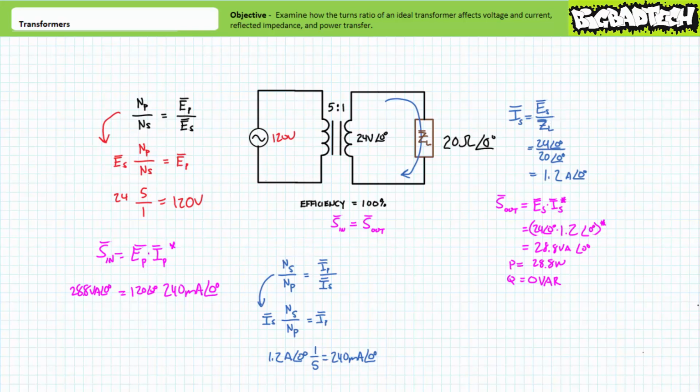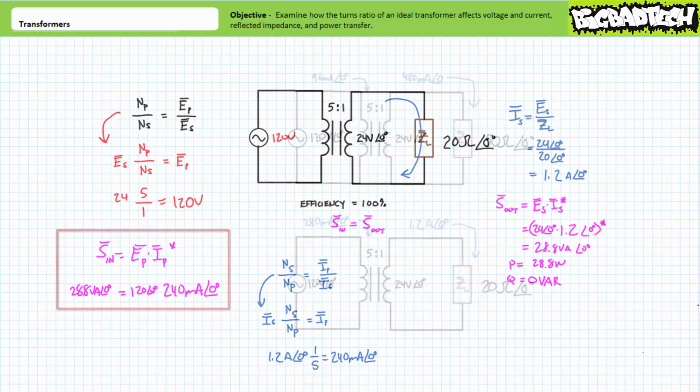Given these voltage and current values, the apparent power output by the secondary winding would be 28.8 volt amperes, all of which is being directed towards 28.8 watts of real power, and none of it towards a reactive interchange. Similarly, assuming 100% efficiency, the apparent power input to the primary winding would be 28.8 volt amperes, all of which is being directed towards 28.8 watts of real power, and none of it towards a reactive interchange.